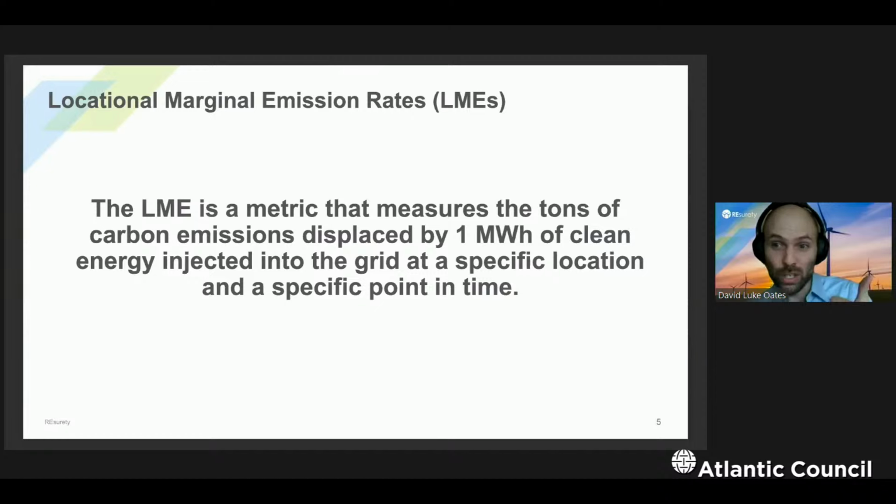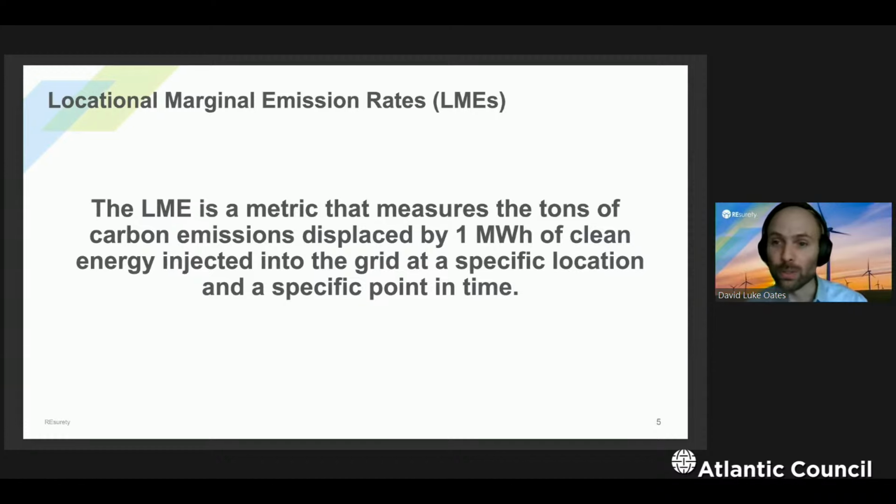So they're locational, they're marginal because they reflect the marginal generation for a particular power market at a particular hour. So the marginal generators are the resources that would need to ramp up in response to an increment of consumption, or ramp down in response to an increment of clean power injection. And the marginal generators can vary considerably from hour to hour. So in some hours, or actually time intervals that could be sub-hourly.